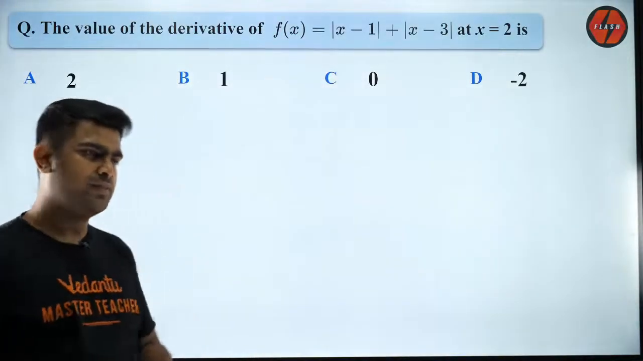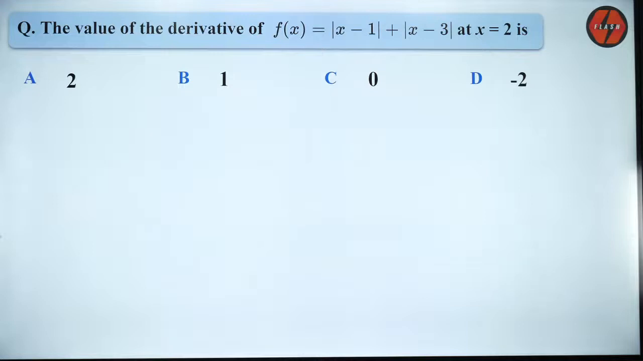E power x will also be non-differentiable if you have e power mod x. If you have e power mod x, it is said to be not differentiable at x equal to 0. Okay, Banu. Pramesh, it is for both decreasing and increasing. Monotonic means same behavior. If it is strictly decreasing, it is said to be monotonically decreasing. If it is strictly increasing, it is said to be monotonically increasing.